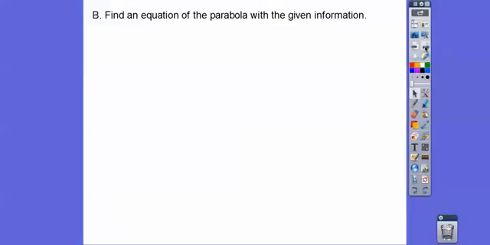So find an equation of the parabola with the given information. Okay, so here we go. This is number 1 here. So here we have the vertex, and this is just asking for the equation. It's not asking us to graph. But yeah, I'm going to just do a general graph of that right there.